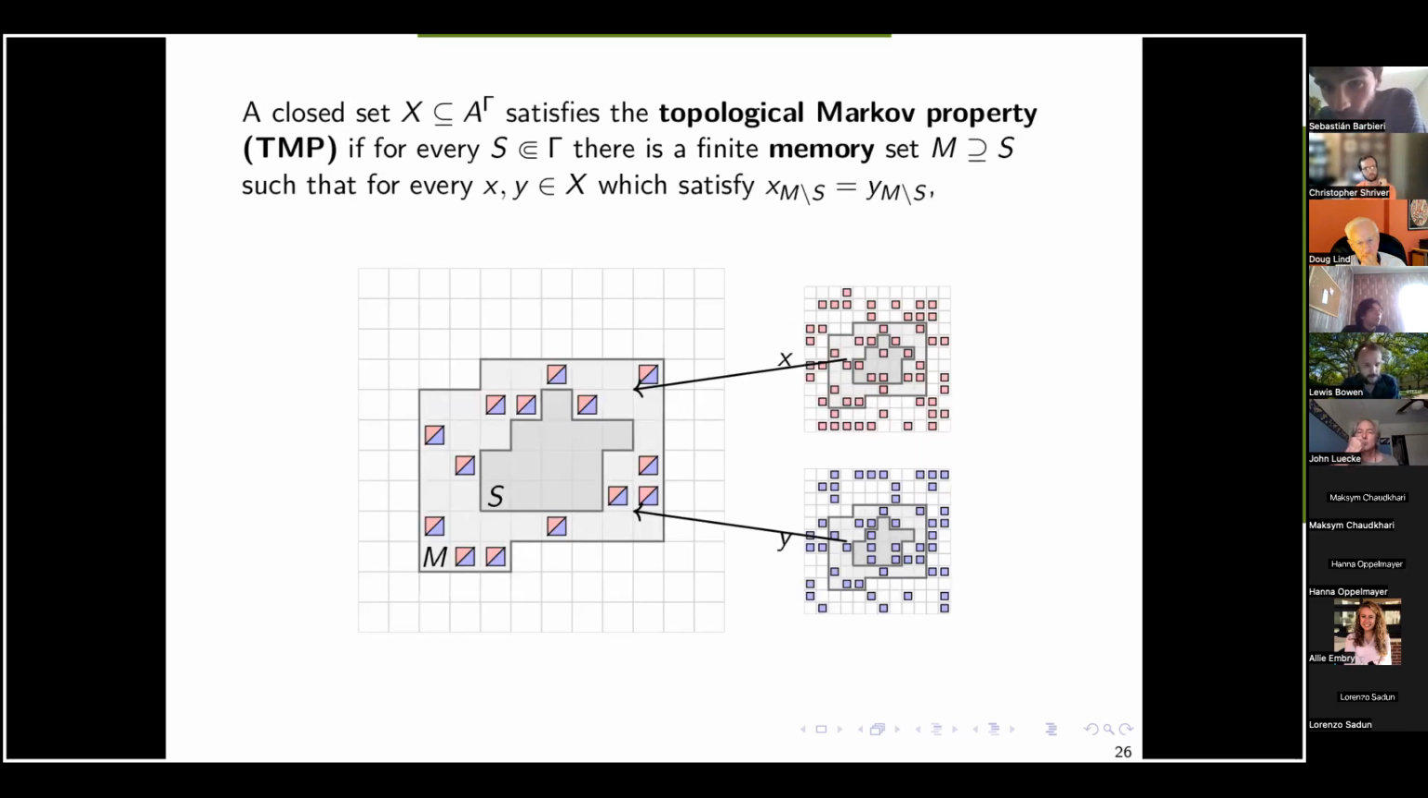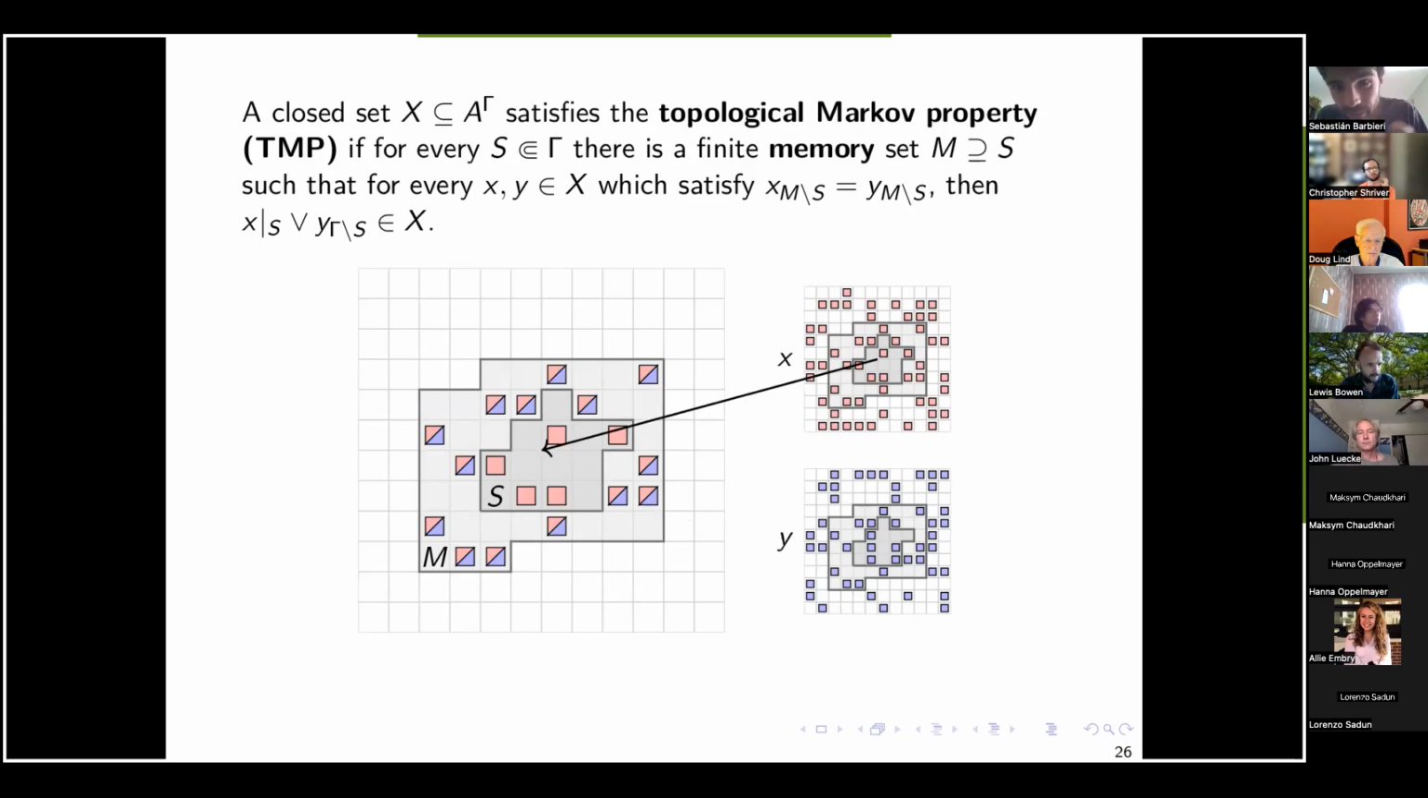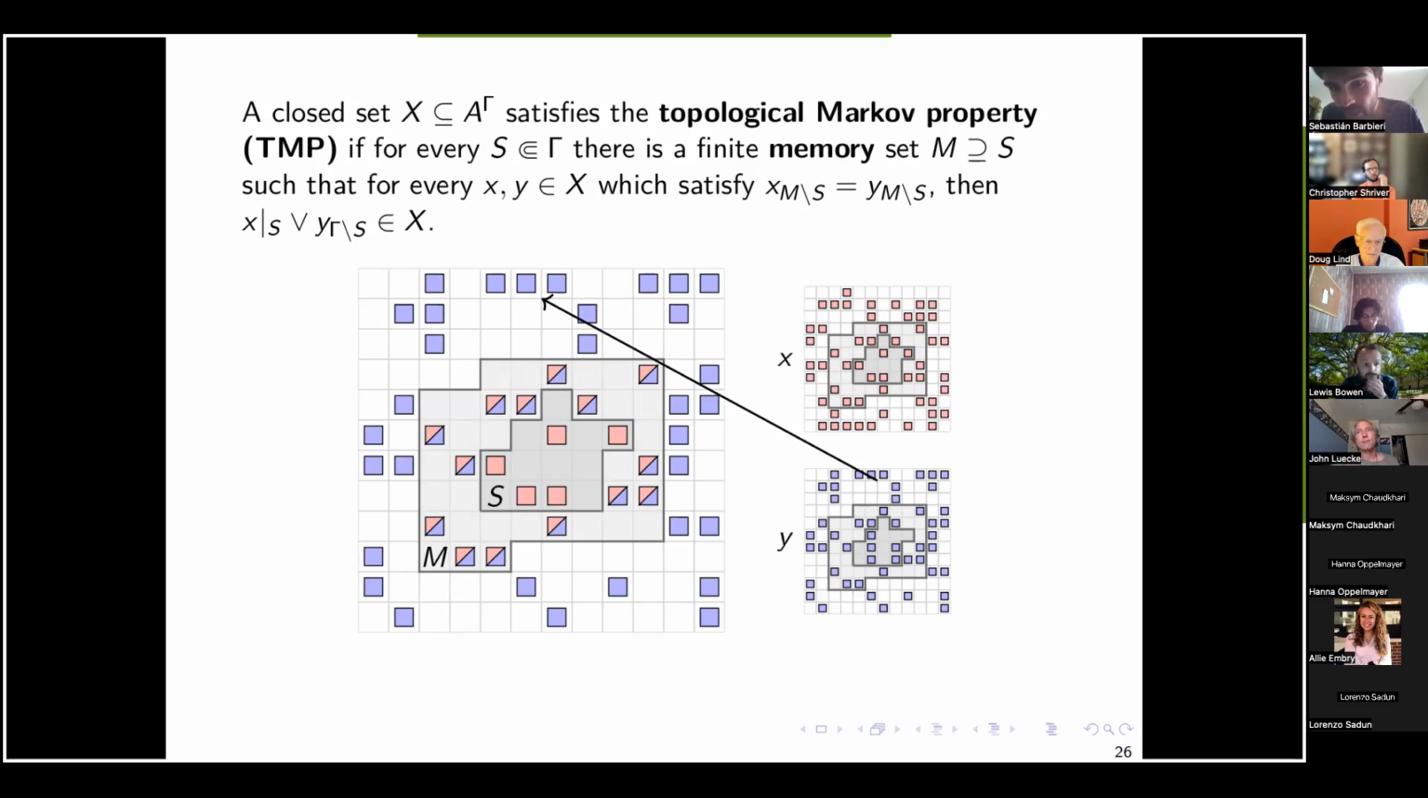for every pair of configurations, X and Y, such that they coincide in the memory set, but not S. So here I have these two configurations, X and Y. They are anything, but they happen to coincide in this region M minus S. They have exactly the same symbols. Every time I have two configurations like this, I can paste both of them inside of S and outside of M. So then I can grab what is in X in S, put it there. I can grab what is on Y outside of M, put it there. And the resulting configuration will be in the subshift X.